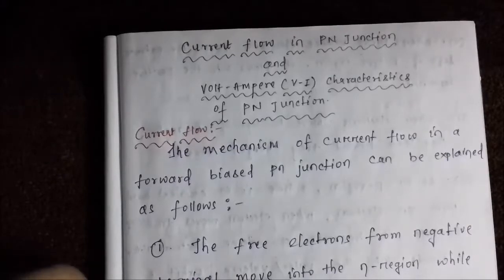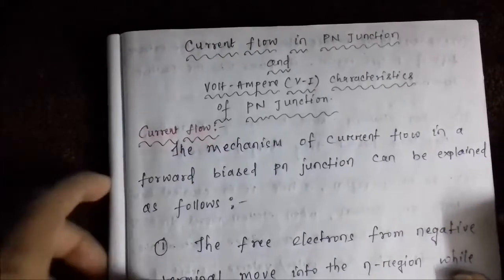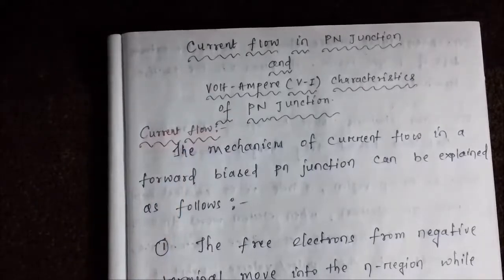So today we are going to discuss the current flow mechanism in a PN junction device, especially in the forward bias mode, and the voltage current characteristics, the relationship between the applied voltage and the current flow under both modes of biasing. So let's get started. First we are going to discuss the current flow mechanism.